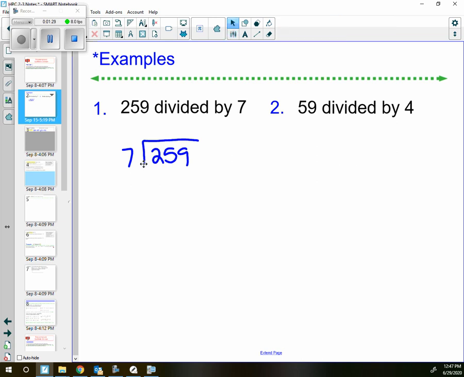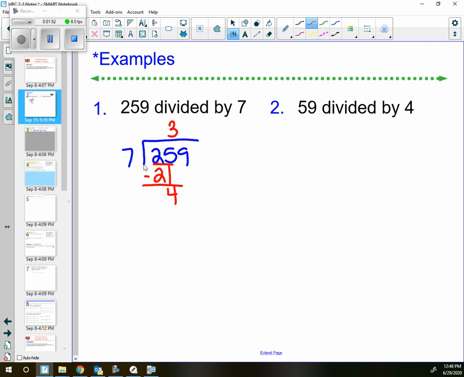So we're going to see how many times 7 divides into it. We're going to look at the first digit first, the 2. Well, it doesn't divide into 2, but does it divide into 25? Sure does. And how many times? 3 times. What do you do with the 3 and the 7? You multiply, so 21, and then what do we do with those two numbers? You subtract. So 25 minus 21 is a 4.